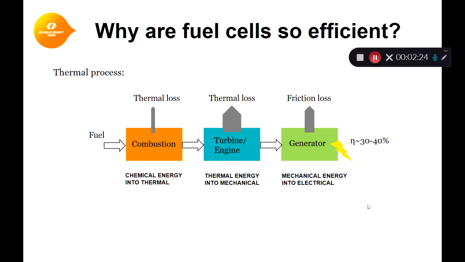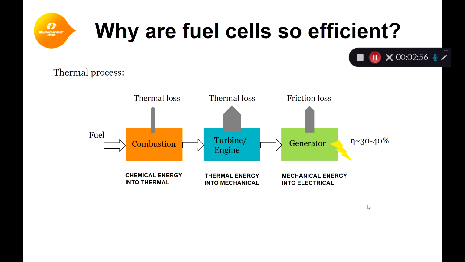We're very interested in fuel cells because they are very efficient. And to explain why, we can compare to a traditional thermal process. If we want to generate electricity from a thermal process, we have to go through many different steps. First, the fuel can be burned in a combustion chamber to turn chemical energy into thermal energy. And we already have some losses in this process.